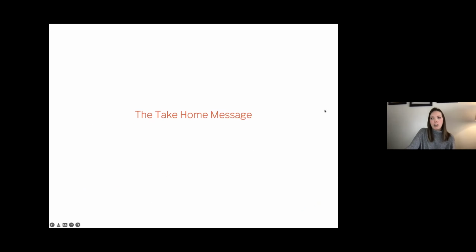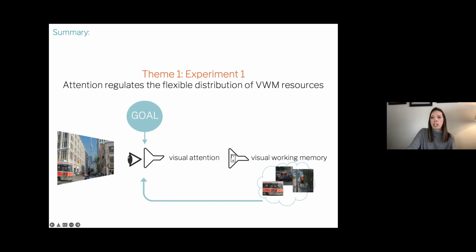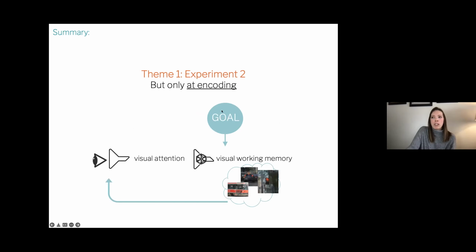So overall, the take-home message here is that attention is a lot more flexible than we once thought. It regulates this flexible distribution of visual working memory resources such that it operates more like a dial than a switch. And those representations that are most likely to be important are encoded with the greatest precision in memory. But this really only happens at encoding. So once items have already been encoded, though you can apply a goal to sort of boost important information, you can't use goal value to afford any additional benefit.